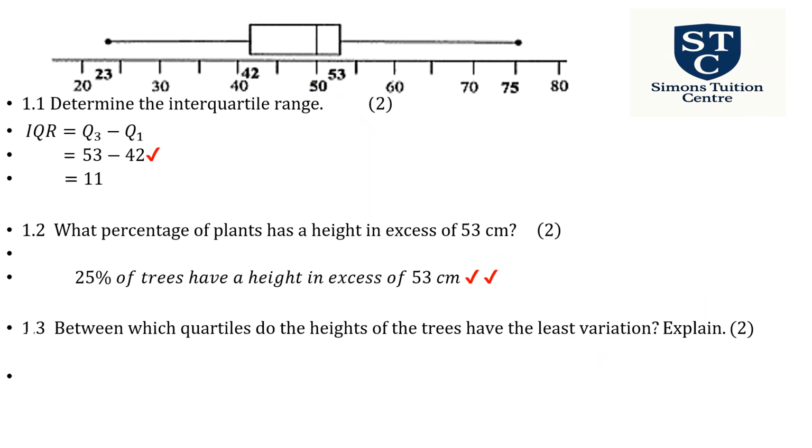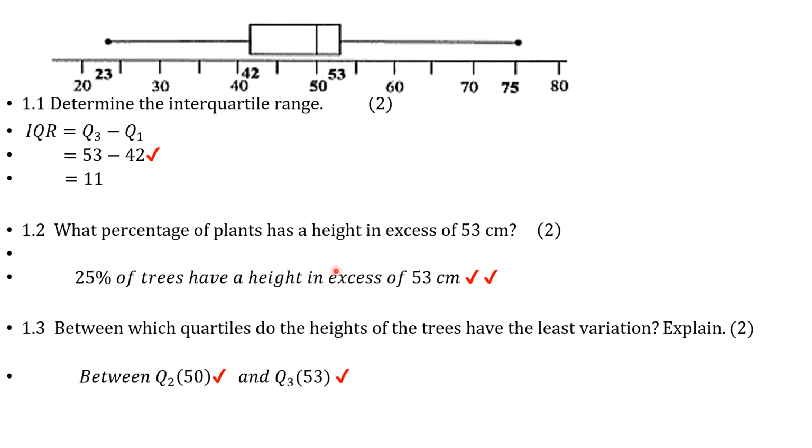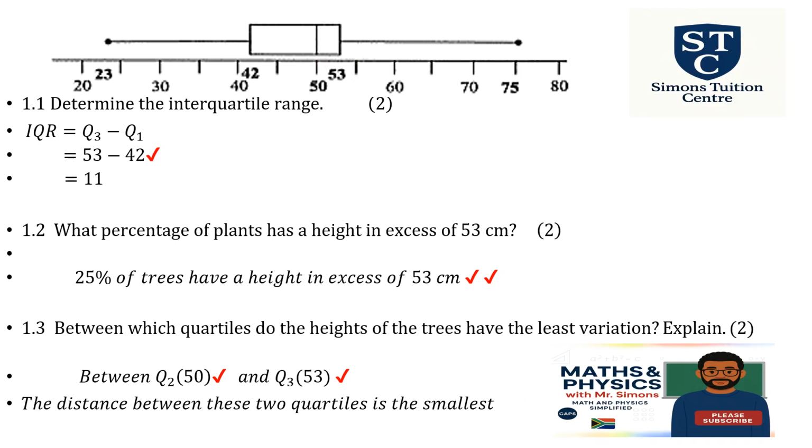Next question. Between which quartiles do the heights of the trees have the least variation? If I look here, quartile 1 and minimum: 42 minus 23 gives me 19. Then from quartile 1 to quartile 2, 50 minus 42 gives me 8. And then from quartile 2 to quartile 3 is only 3. So it's obvious: quartile 2 and 3 have the smallest variation, between quartile 2, which is 50, and quartile 3, which is 53. My reason: the distance between these two quartiles is the smallest.